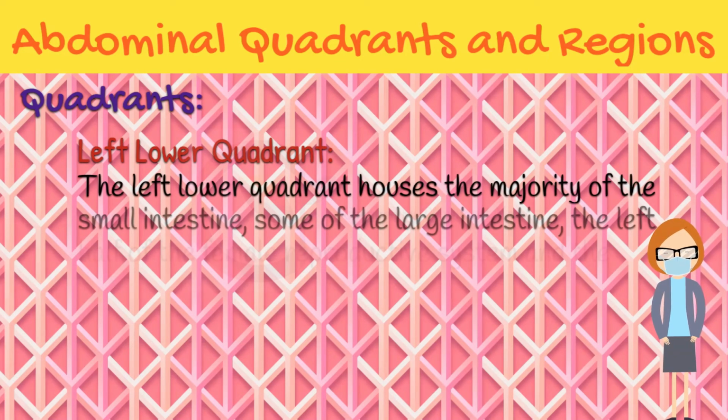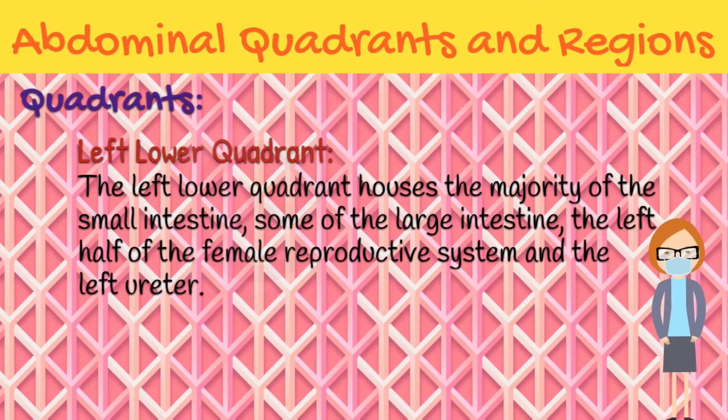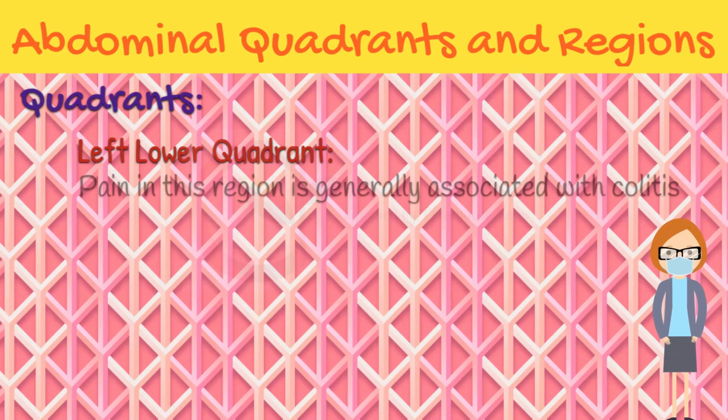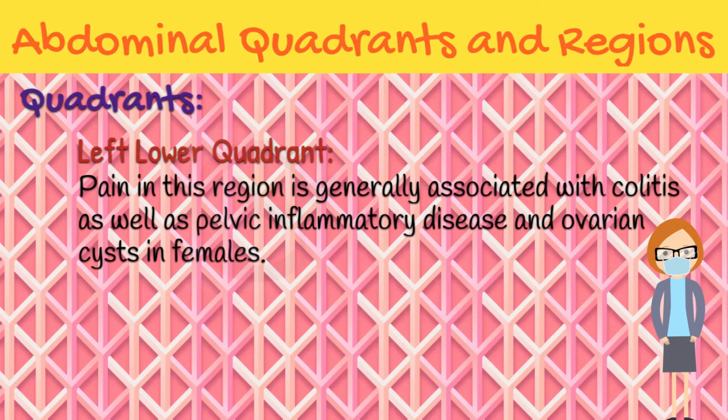The left lower quadrant houses the majority of the small intestine, some of the large intestine, the left half of the female reproductive system, and the left ureter. Pain in this region is generally associated with colitis, inflammation of the large intestine, as well as pelvic inflammatory disease, and ovarian cysts in females.